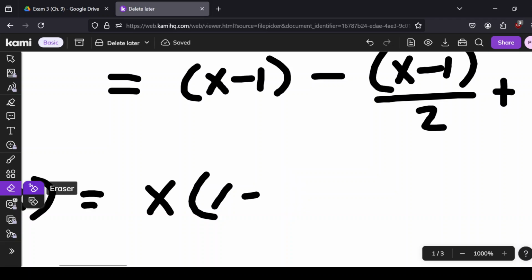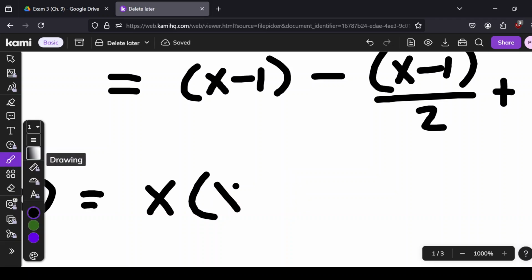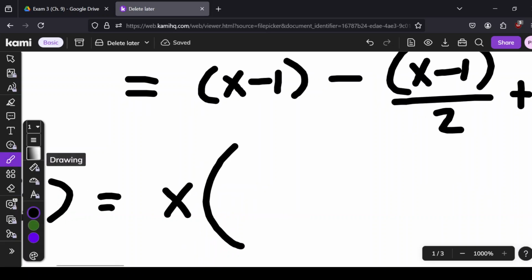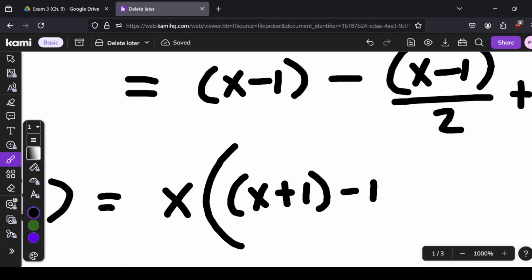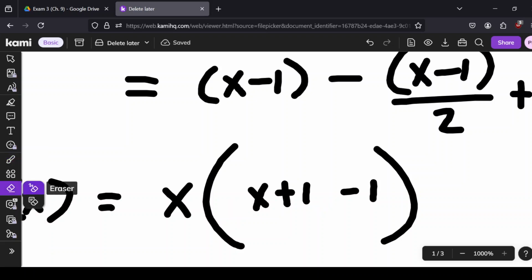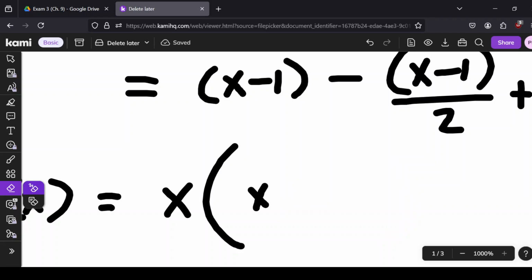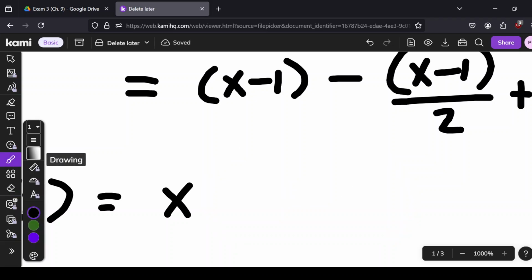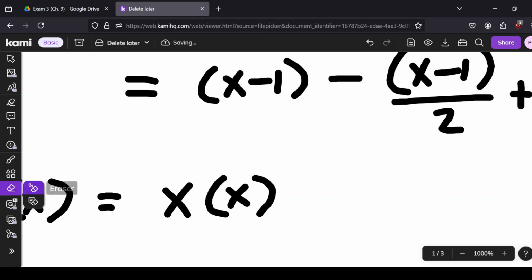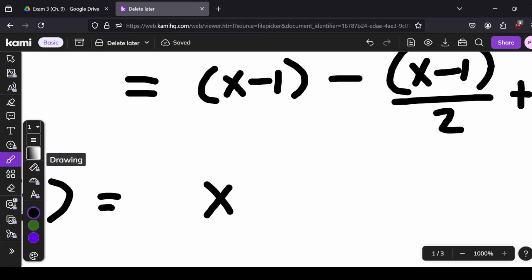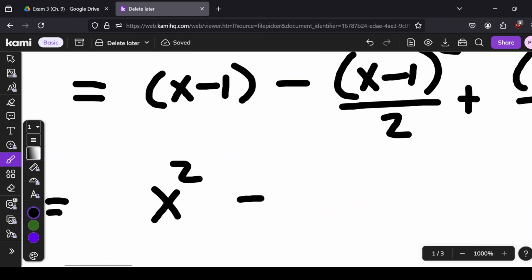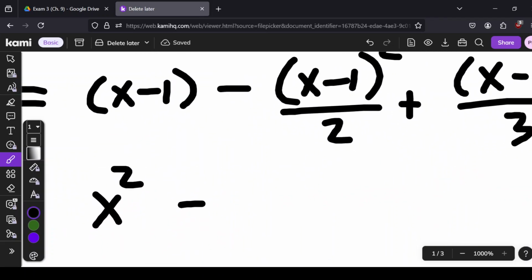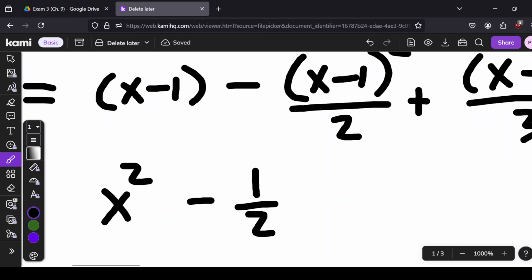So let's have x, let me write this in a way that's clear. X plus 1 minus 1. So these parentheses, these two cancel out. Left with x times x, which gives me x squared minus, let's get that 1/2 out of here.